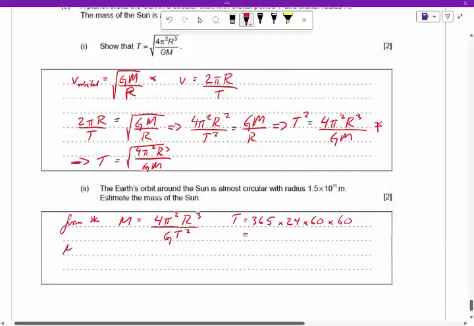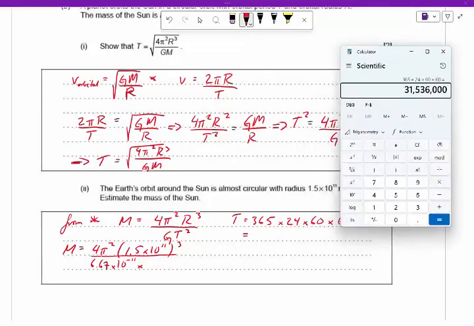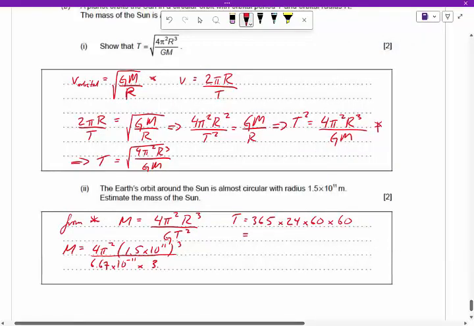So then we get a mass is equal to 4 pi squared times 1.5 times 10 to the 11 cubed over 6.67 times 10 to the negative 11, which is G, and then times T squared, and T was 3.1536 times 10 to the 7, squared.